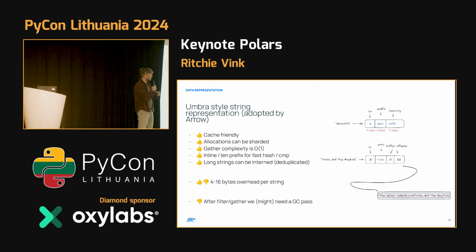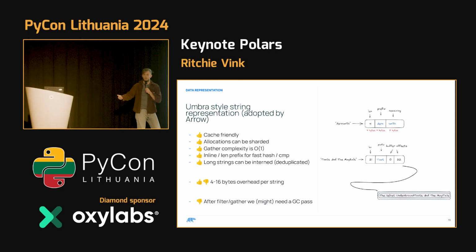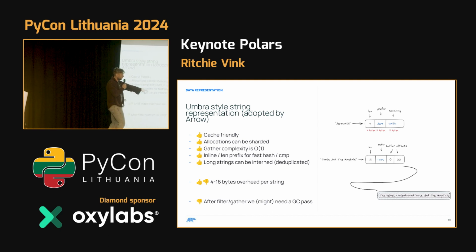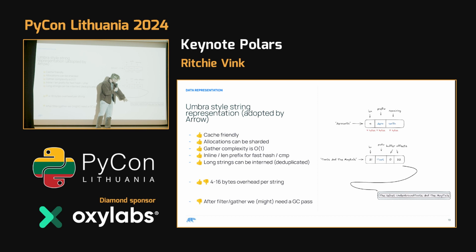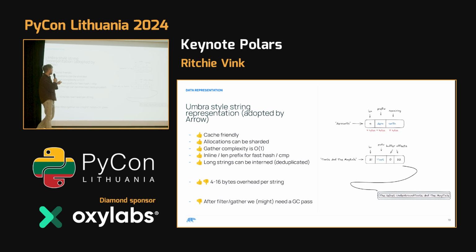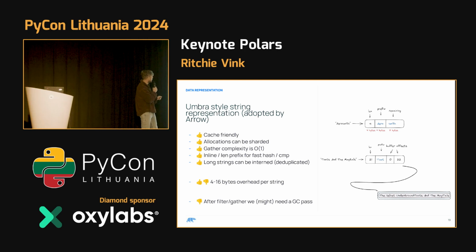The benefit of this is for long strings, I don't need to know my allocation size because I can have multiple buffers. And if my buffer is full, I can just allocate a new one, which is good. Second, if I need to gather or filter, I don't have to touch the strings in these buffers at all. I can just take the views. And maybe I need to update the buffer indexes, but I don't have to copy the strings. The filter operation is now constant, so it's still cache friendly. Allocations can be sharded. As I said, you don't have to allocate the whole buffer.